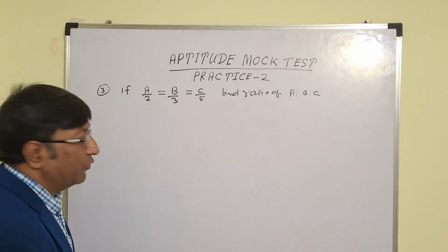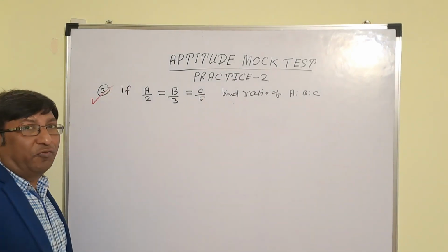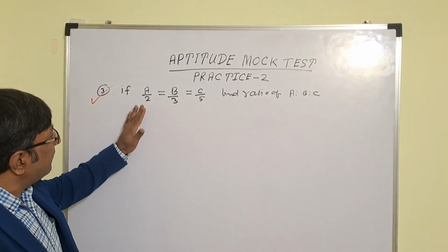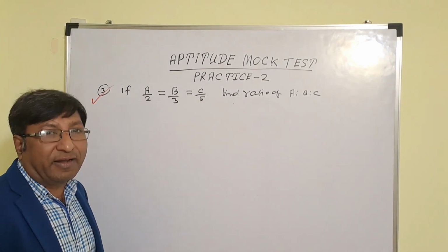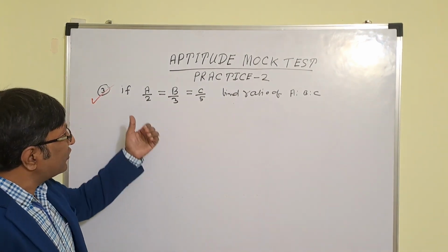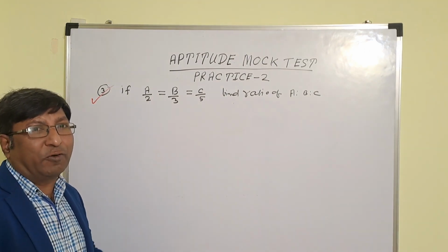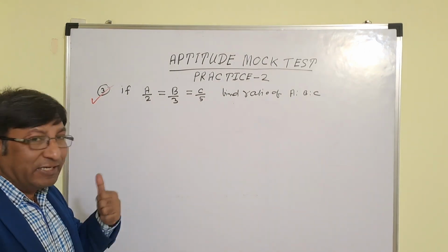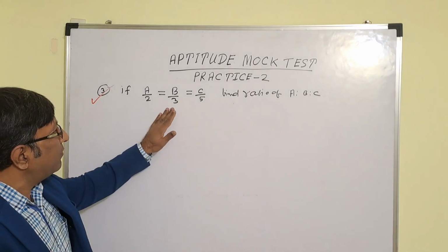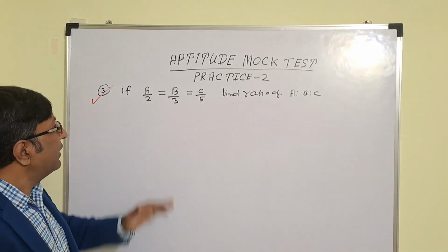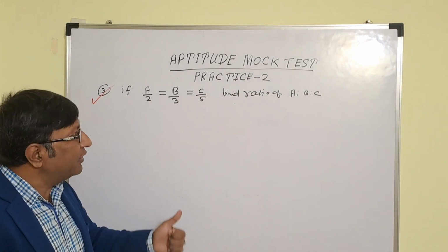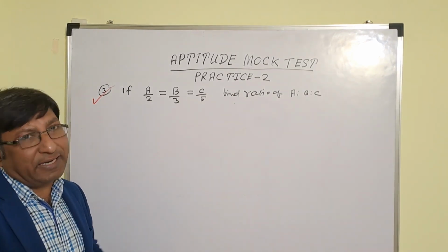Now see the third question. The third question is also a very important question. If A by 2 equal to B by 3 equal to C by 5, find the ratio of A, B, C. We can solve this question without the use of paper and pen, directly in mind. How? A by 2, B by 3, C by 5. So the ratio of A, B, C will be what? 2, 3, 5. So the ratio 2:3:5 is the correct answer.